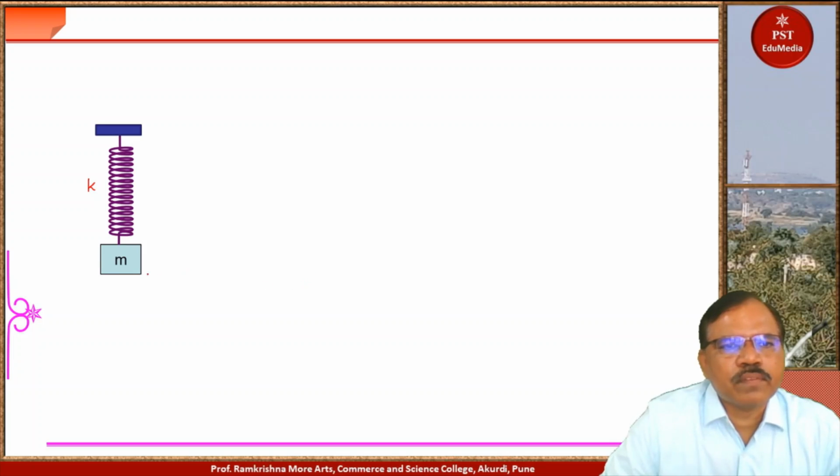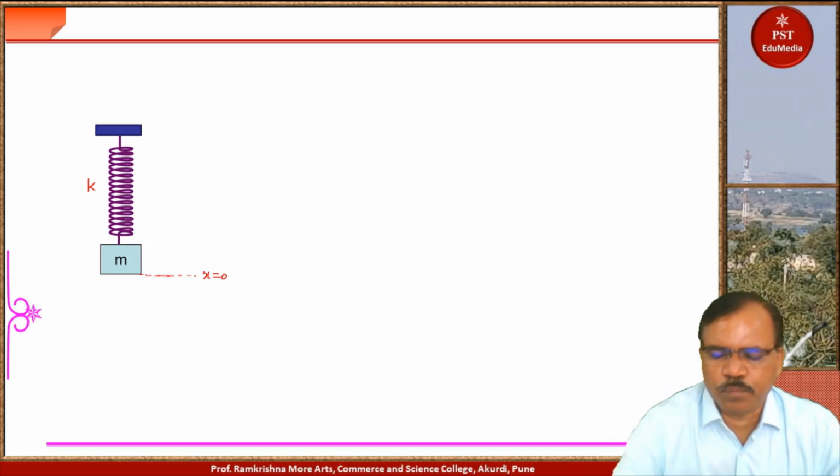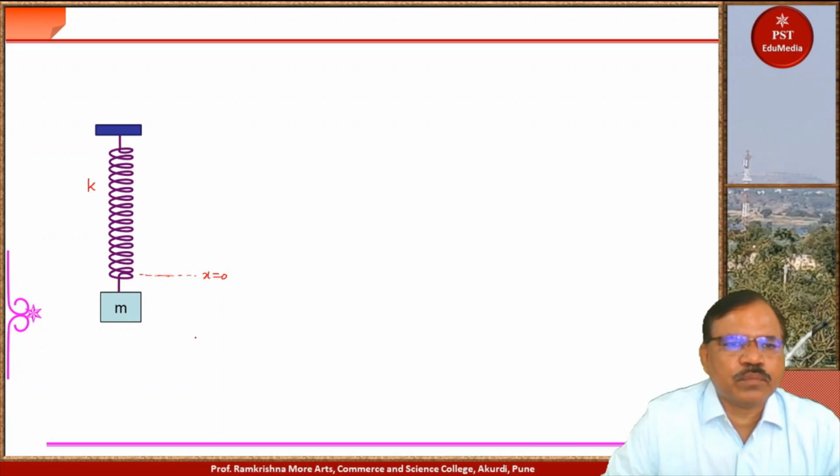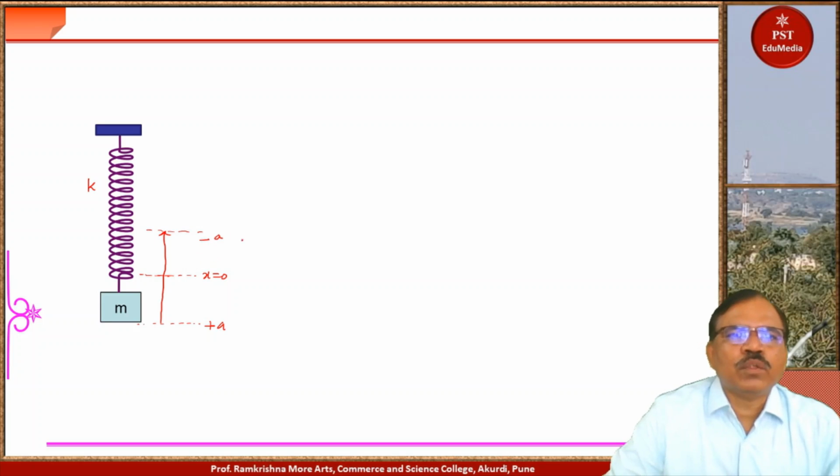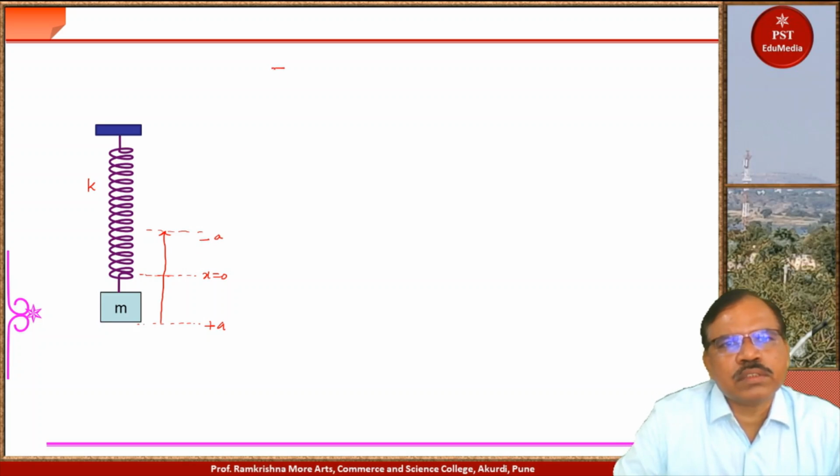So here this position we can call the equilibrium position. Let us take this as x is equal to 0. And if we extend this up to this one and release, it will oscillate between these two points, plus A and minus A. So what happens? Here force is equal to minus kx.